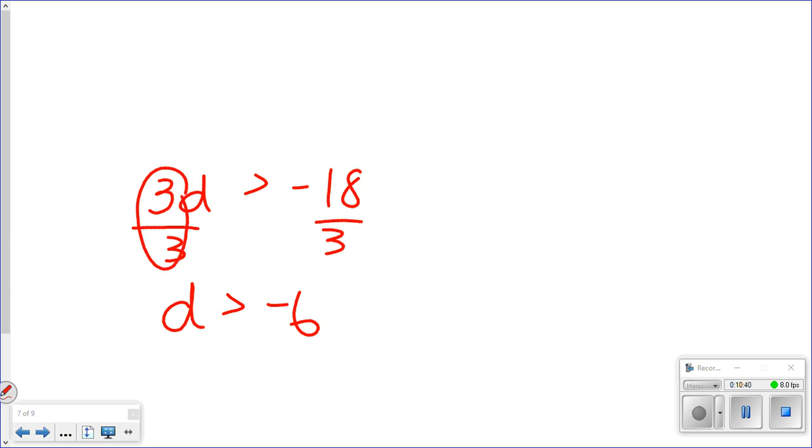It's always the number that's with the variable. If the number with the variable is negative, then it flips. If it's not, then you do not have to. So this is the time you would not have to flip.